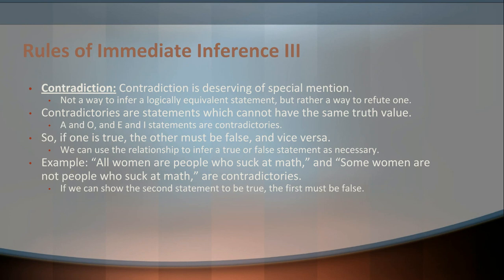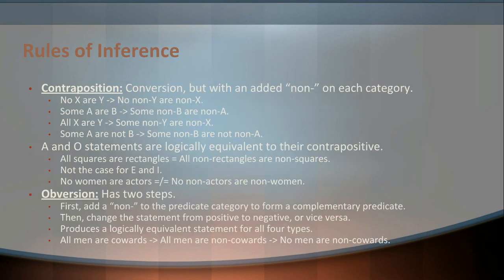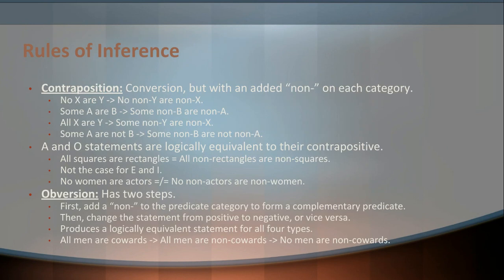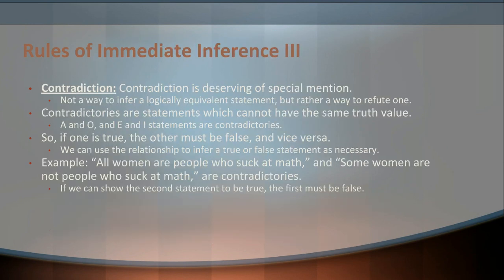Now, the last of our rules of immediate inference is contradiction. And this is worth a little bit of special mention. This is not a way to infer a logically equivalent statement. So, whereas the rest of these have at least one situation that produces a logical equivalent, contradiction does not. In fact, it's by definition a way to refute a statement.